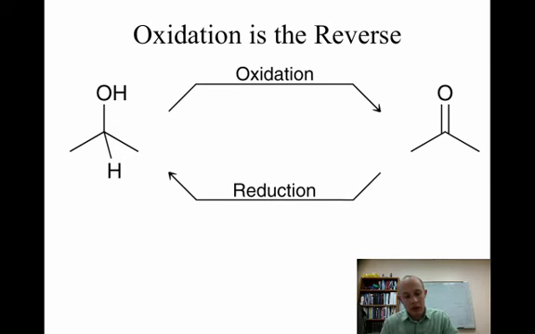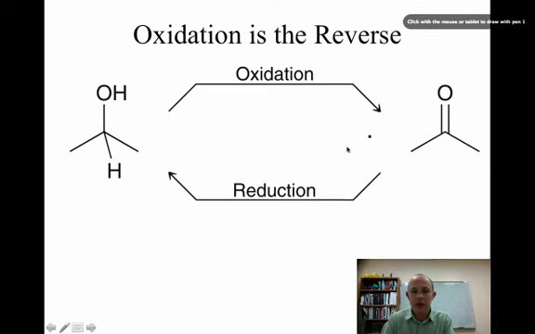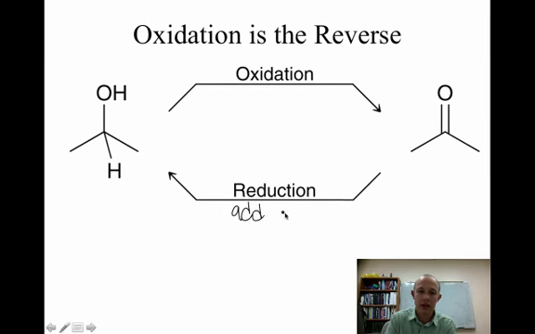Okay, so right now what we've been talking about is reduction. What we've done is take a ketone, we've added a hydrogen to this carbon and this carbon, so we added 2 hydrogens. That was a reduction. What if we start with an alcohol and we want to make a ketone? That's an oxidation reaction. We need to add a strong oxidizing agent in order to make that happen.